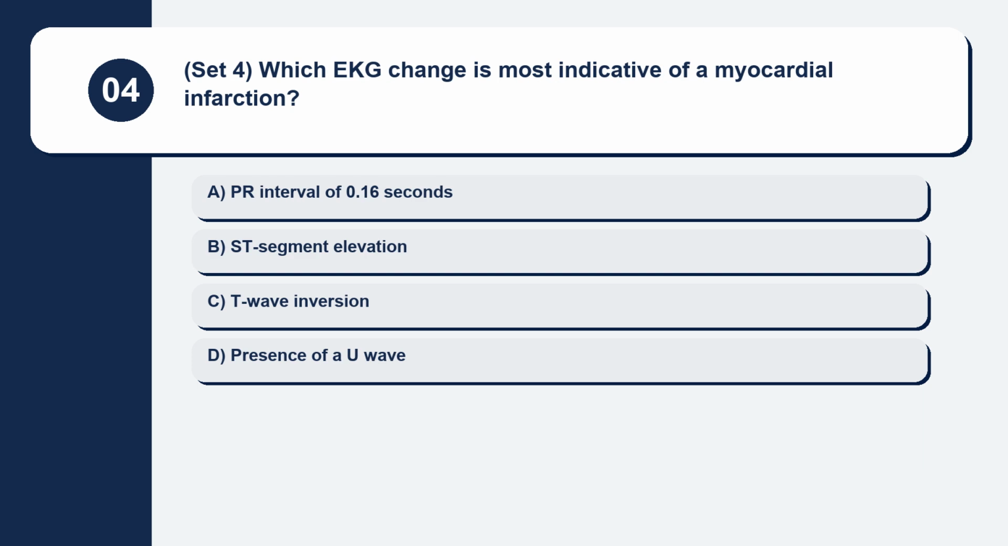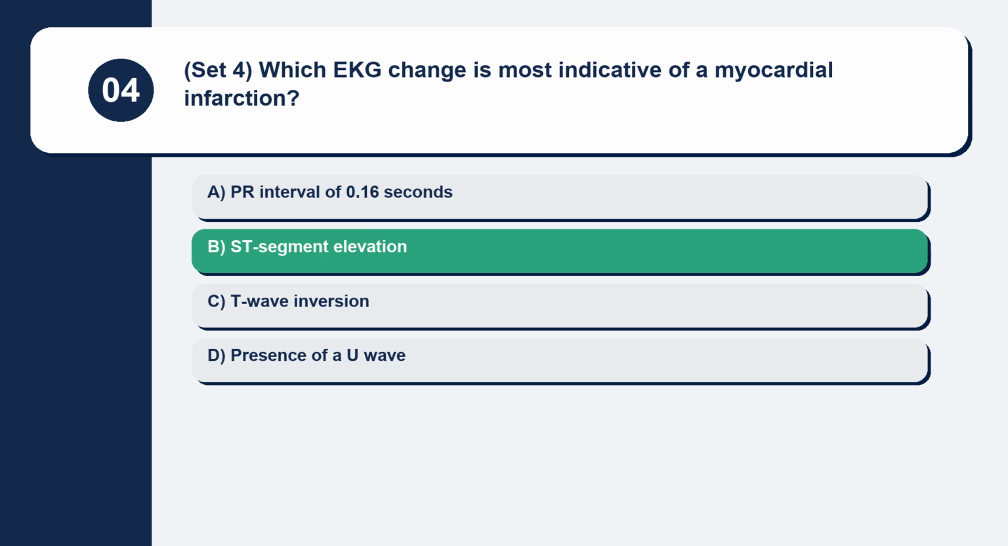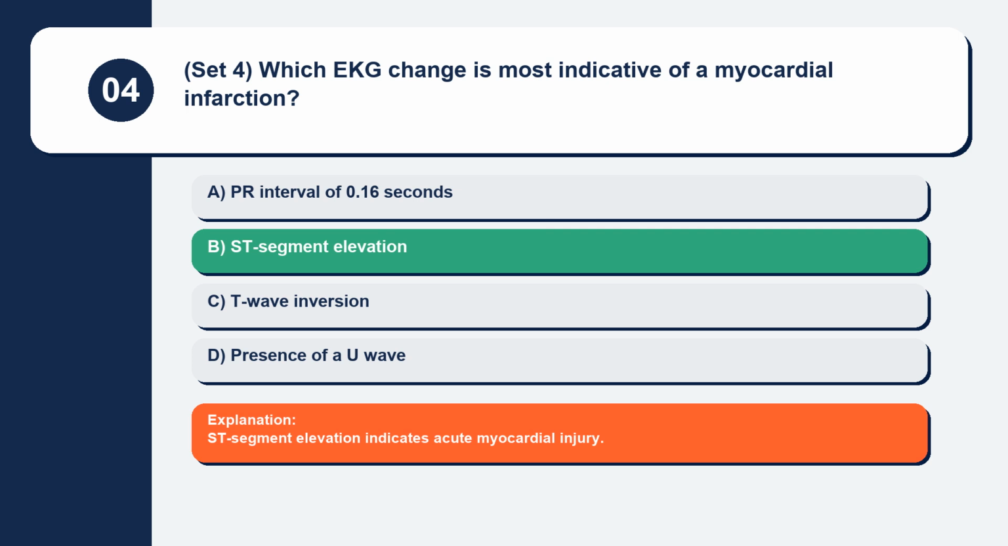Question 4. Set 4. Which EKG change is most indicative of a myocardial infarction? PR interval of 0.16 seconds, ST segment elevation, T wave inversion, presence of a U wave. ST segment elevation indicates acute myocardial injury.